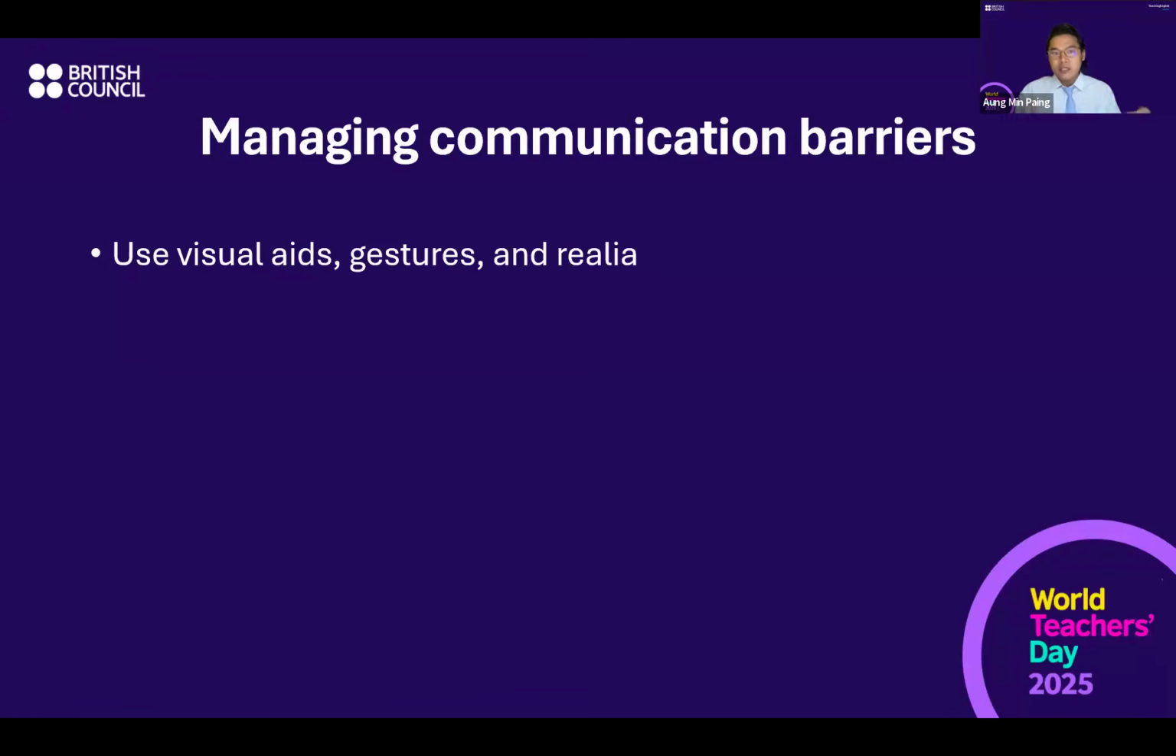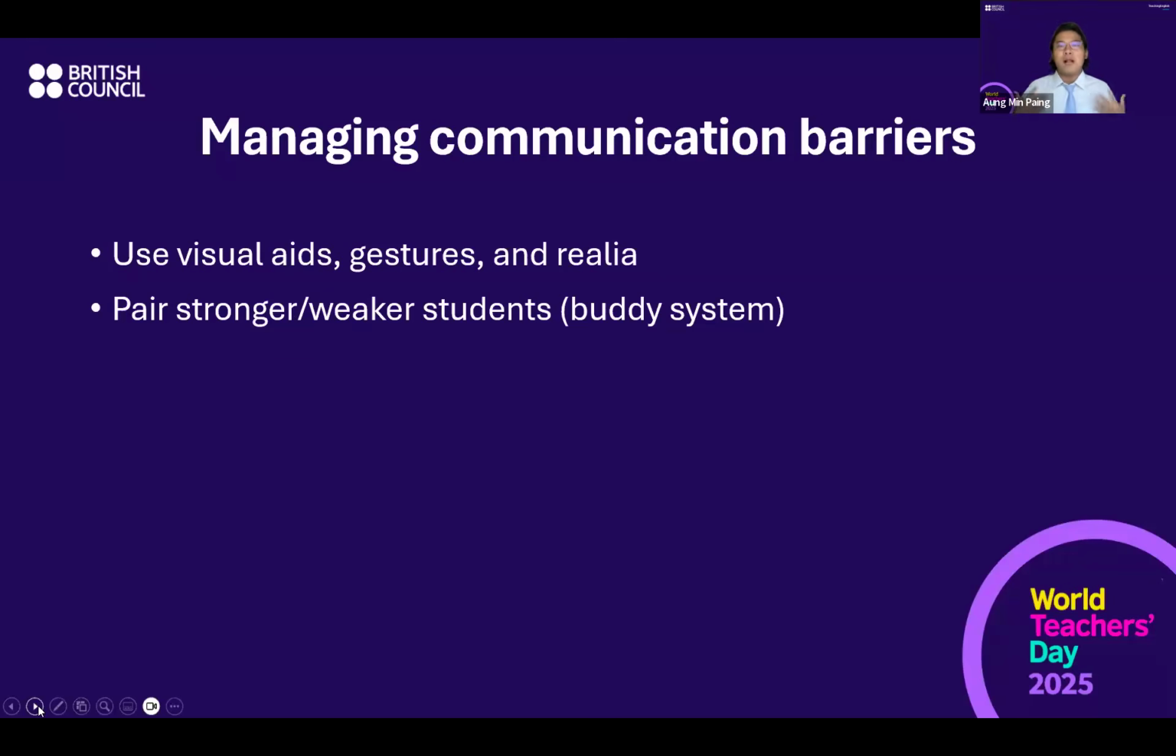And next is gestures. The use of gesture would be helpful for them as well. Instead of explaining every single thing, like, it's a fruit, it's got a red color, and the taste is a little bit sweet and sour, it's very lengthy for the learners. It's hard for them to understand every single thing.